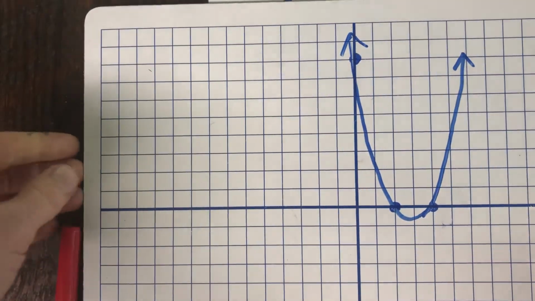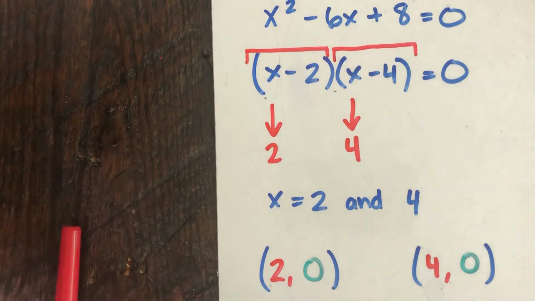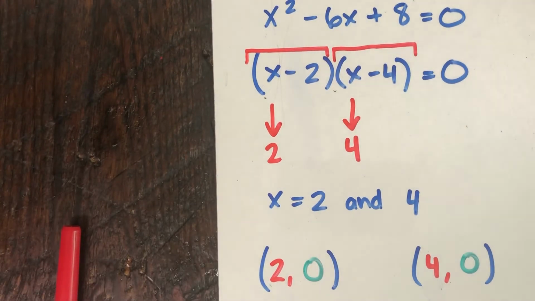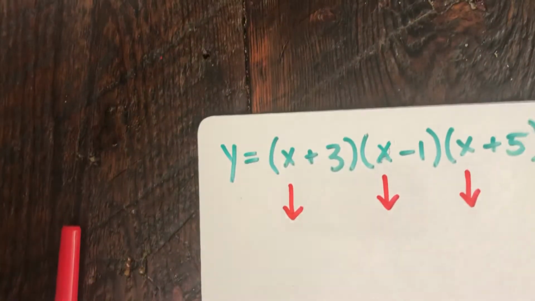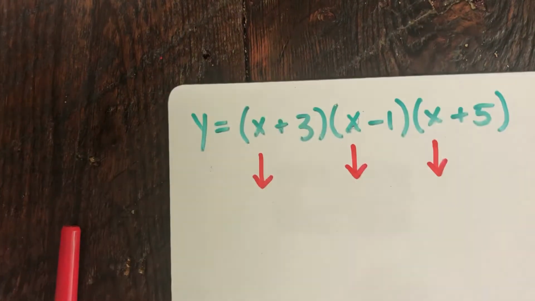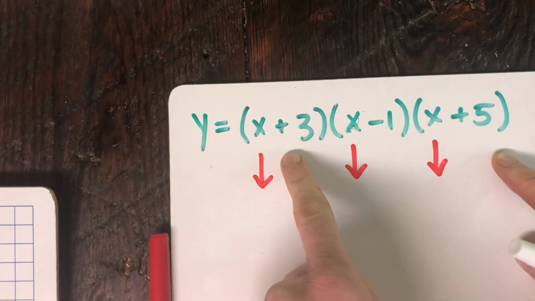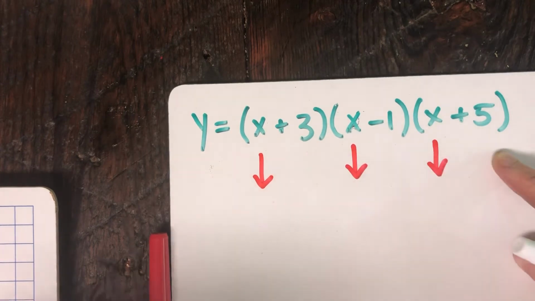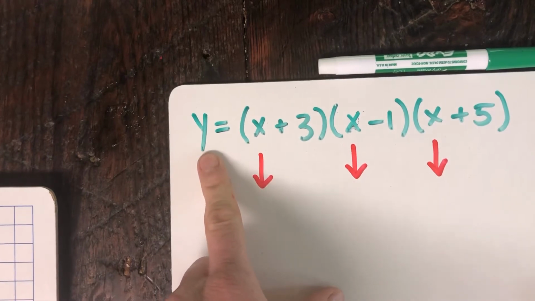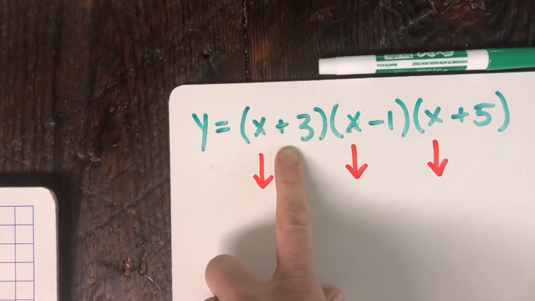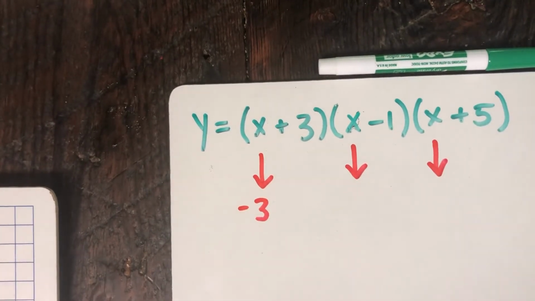Those were quadratics. Now we're going to look at what happens if you have something bigger, something with a degree bigger than a quadratic function. So here I'm going to show you, I've got an example that has 3 pieces to it. 3 of these little binomials. And the same thing works. I'm just going to say, how could I make this y into a 0? Well, if this piece is a 0, the whole thing's a 0. So negative 3 is a 0.